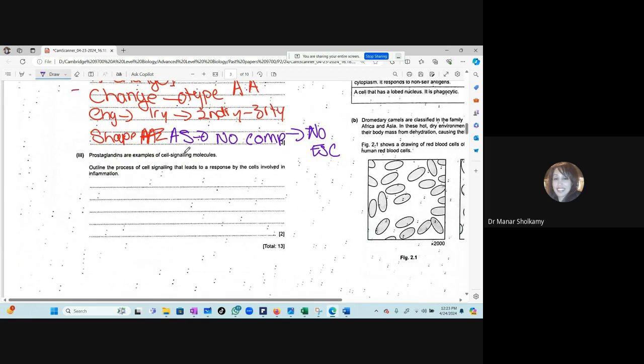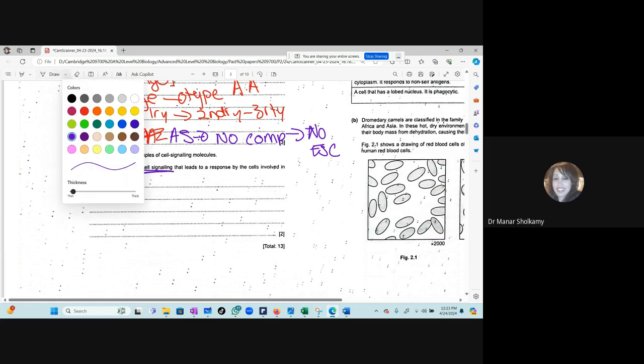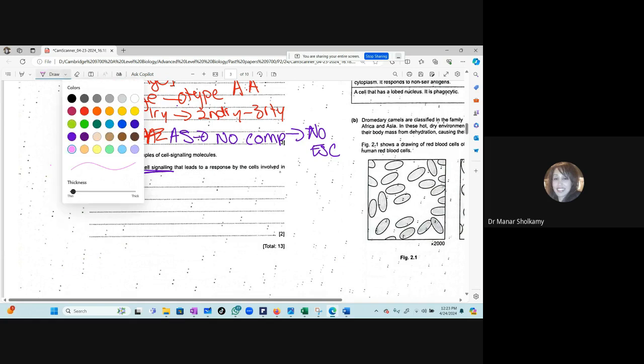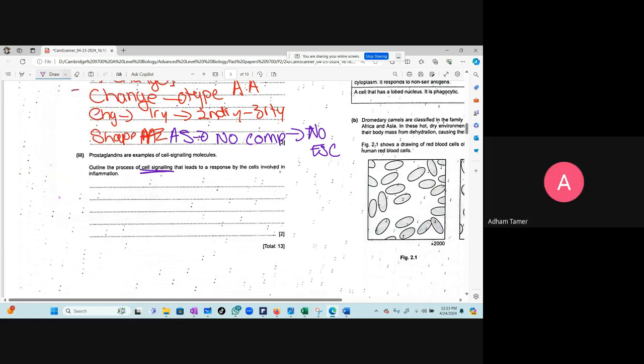Prostaglandins are examples of cell signaling molecules. Outline the process of cell signaling that leads to a response by the cells involved in inflammation. Adham, what are the steps of cell signaling? Someone give me an answer and speak up. Cells release vesicles. No, they don't release vesicles. In cell signaling, first, the cells release something. What does it release? It's not a vesicle.